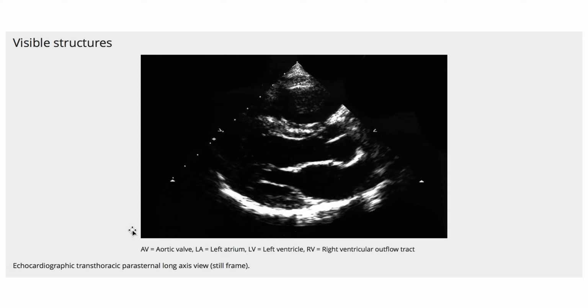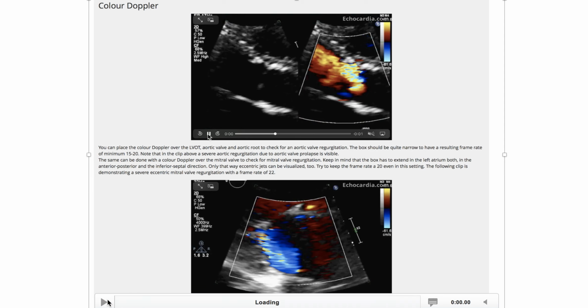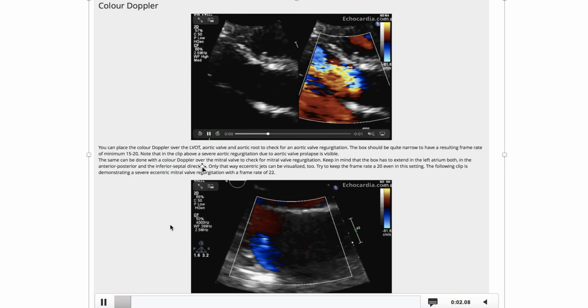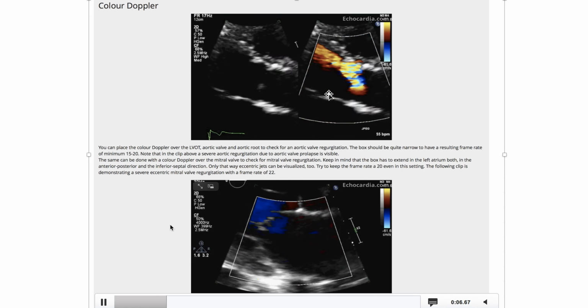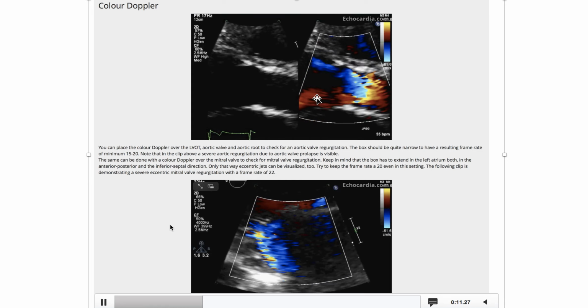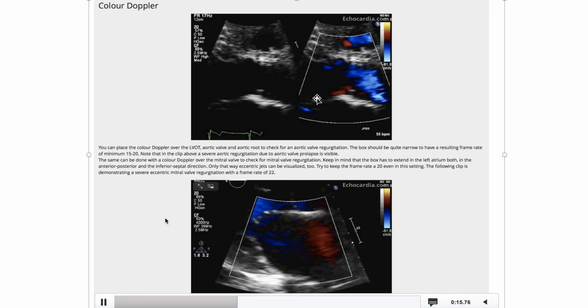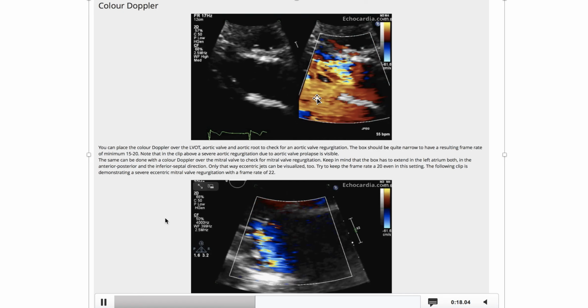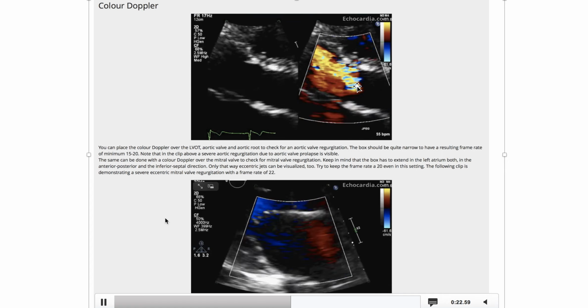These are the visible structures, again in still frame, along the transthoracic parasternal long axis view. Utilizing color Doppler over the left ventricular outflow tract, aortic valve, and aortic root, we can check for aortic valve regurgitation. The box should be quite narrow to have a resulting frame rate of minimum 15 to 20. Note that in the clip above here, a severe aortic regurgitation due to aortic valve prolapse is visible.